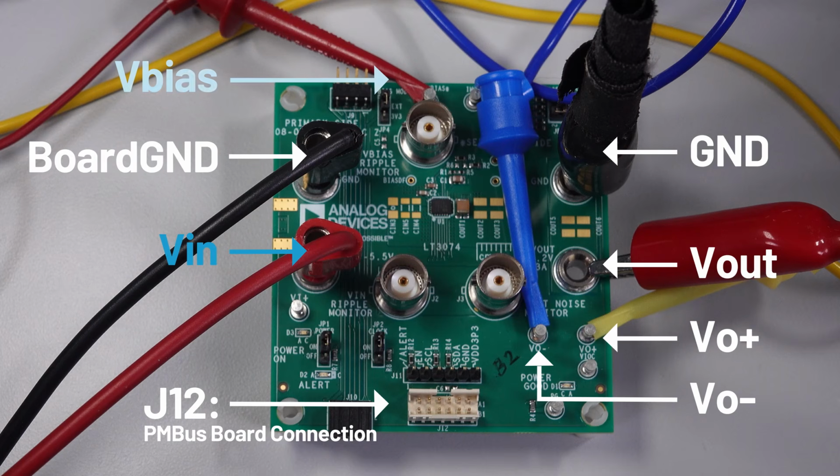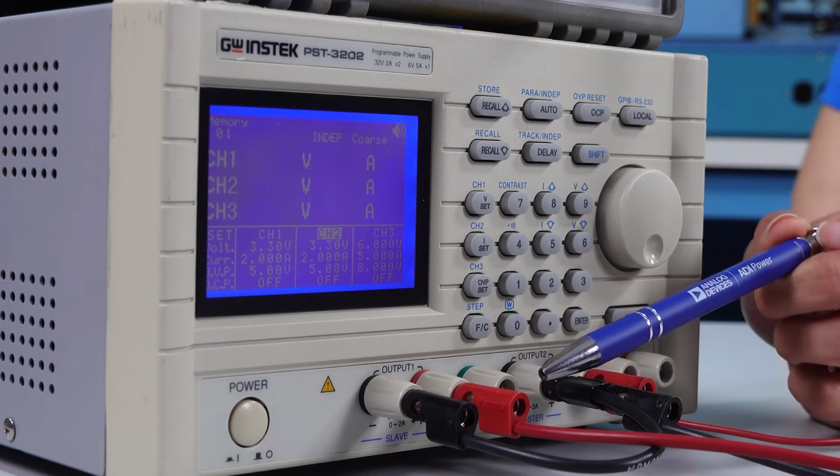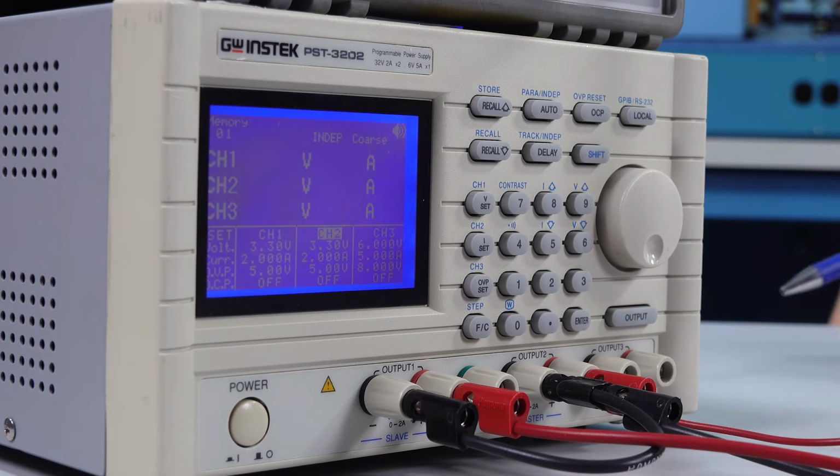First, connect the input and bias supplies. The input voltage must be at least 200 millivolts greater than the output voltage. The bias voltage must be at least 1.2 volts higher than the output voltage. During this demo, we'll set both input and bias voltage up to 3.3 volts. Channel 1 here is supplying the input voltage, and channel 2 is controlling the bias.